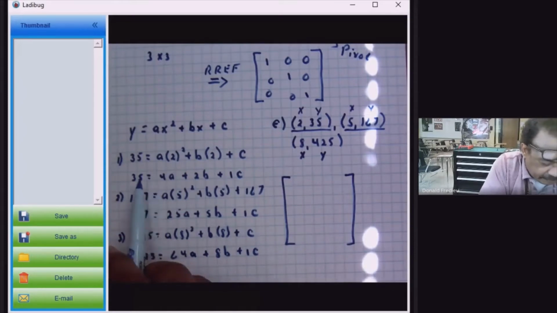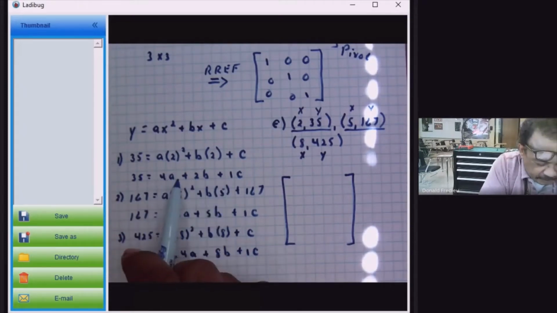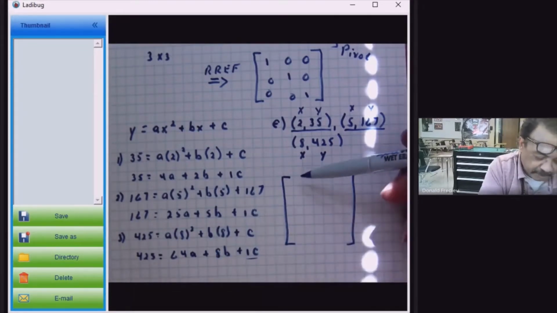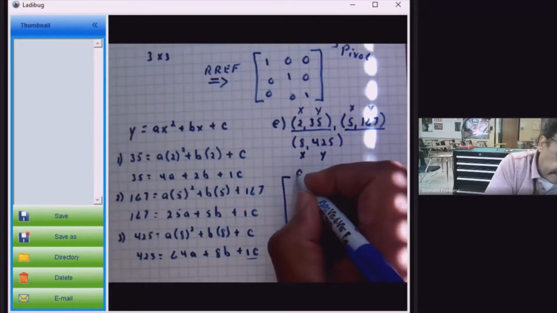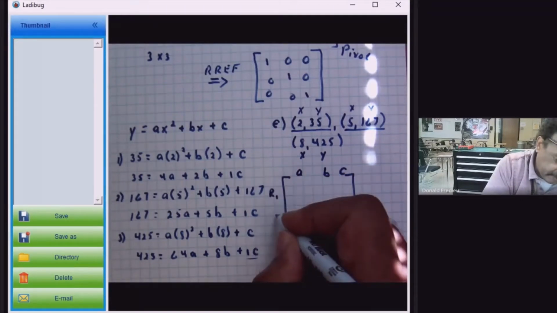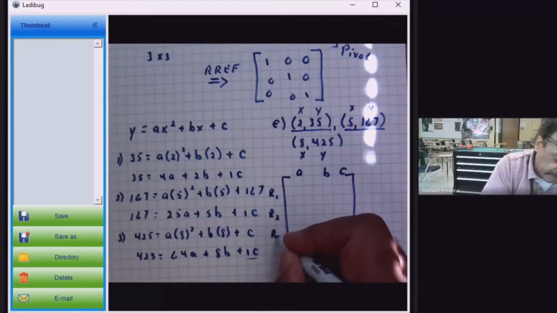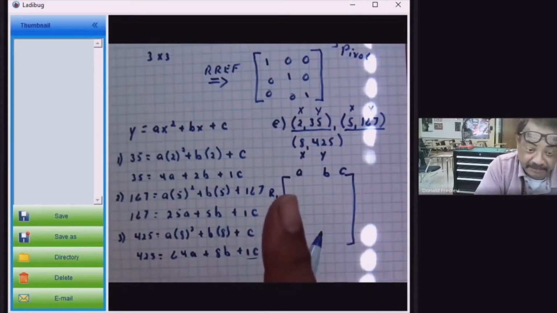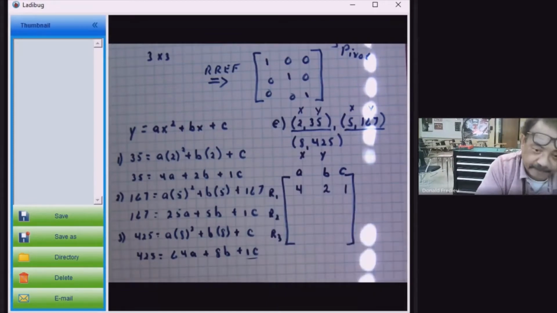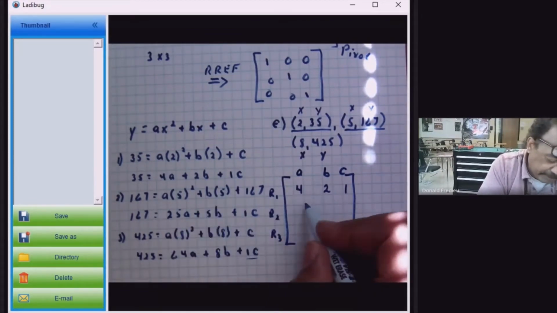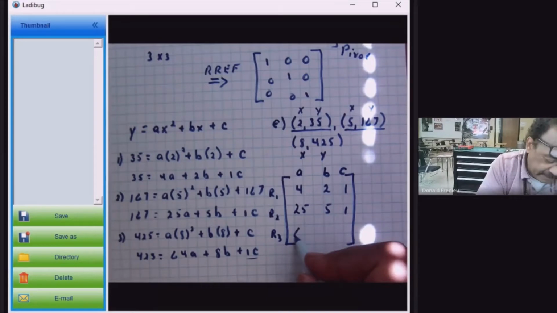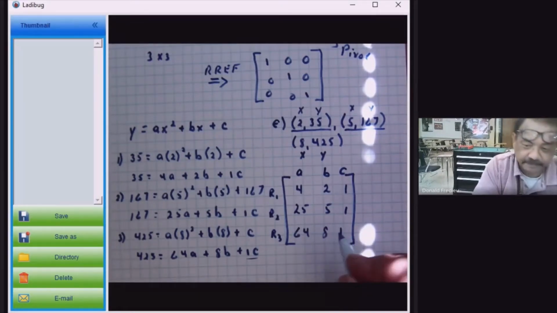Now I have 3 equations, 3 rows, row 1, row 2, row 3, and I have 3 variables. So those variables become my columns, A, B, and C. Now I only want numbers in my matrix, so I'm going to take the coefficients, 4, 2, and 1. Down here I'm going to get 25, 5, and 1, and then 64, 8, and 1.